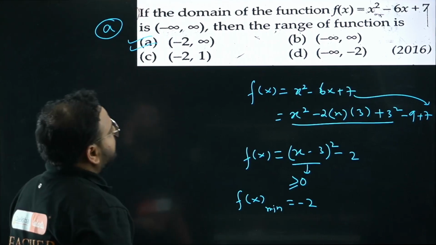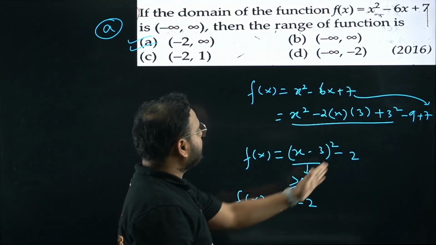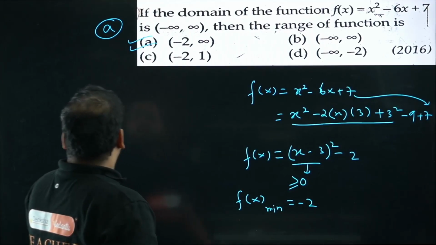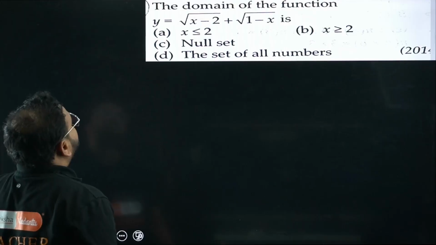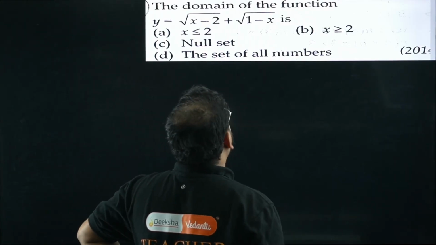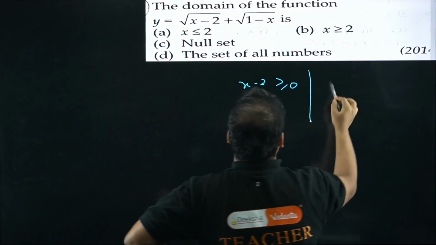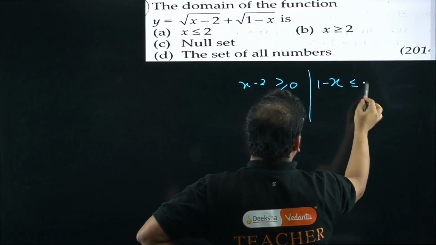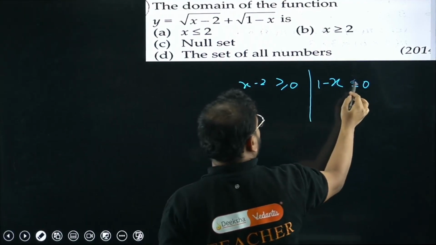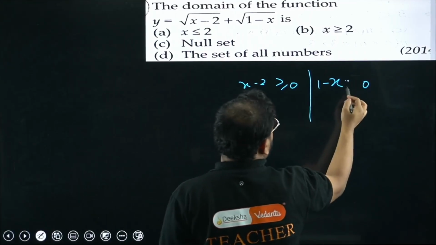Okay, great. Now minimum is this, and it can go up to infinity. Next, moving on, we have the domain of the function. Please check. Domain we're looking for, right? We have to solve for both the roots. x minus 2 should be more than 0, and 1 minus x should be more than or equal to 0. Both have to be positive only, right?